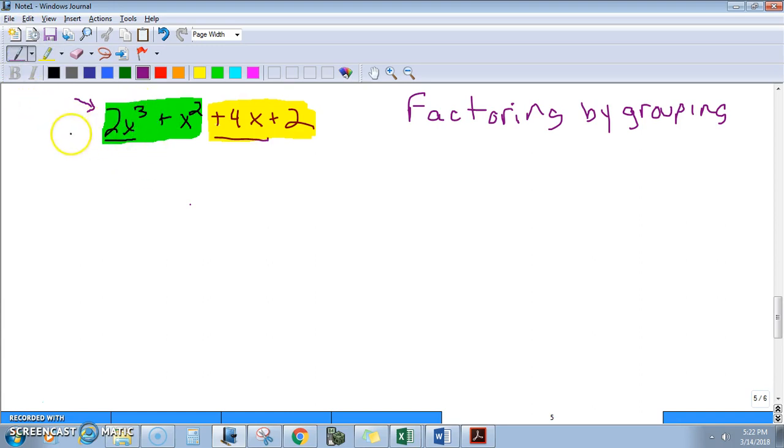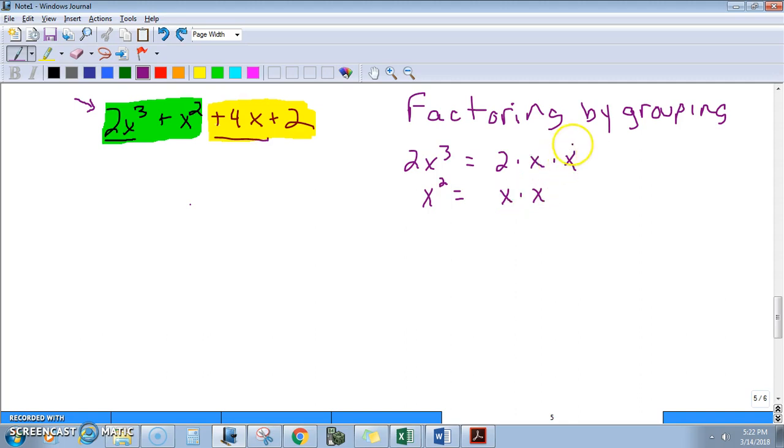So then here, I'm going to take these first two terms, 2x cubed and x squared. And you can do this part in your head, but I want to explain what I'm doing. 2x cubed is really 2 times x times x, and x squared is really x times x. So I need to figure out what they have in common. These two particular terms each have 2 x's in common.